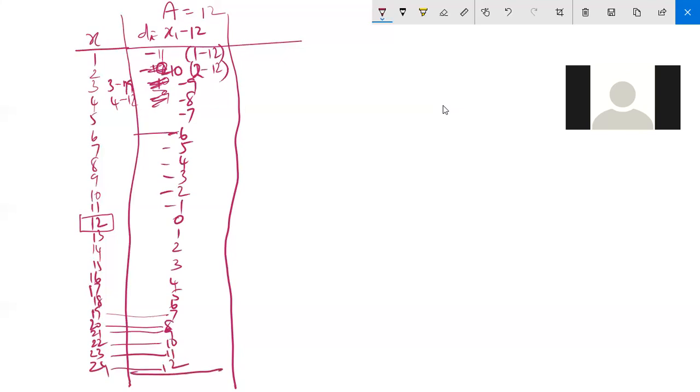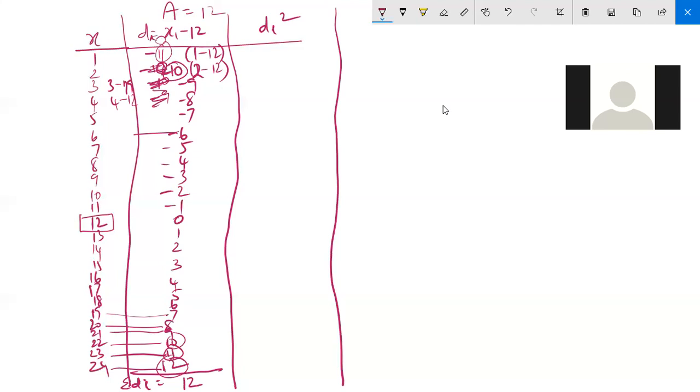Now what is sigma d of i? For every minus 11 there is a plus 11, for minus 10 there is a plus 10, everything cancels. The only thing is for plus 12 you don't have a minus 12 here. So sigma d of i is 12. Very easy to find out, you don't have to crack your head. Now let us find sigma d of i squared.